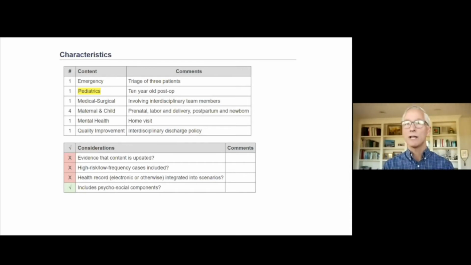The considerations are high-level things that you want to know early on, such as, is this content updated? Does it link to the EHR? Does it include psychosocial components, etc.?